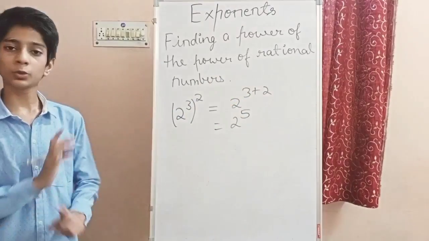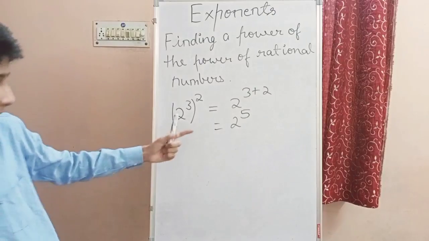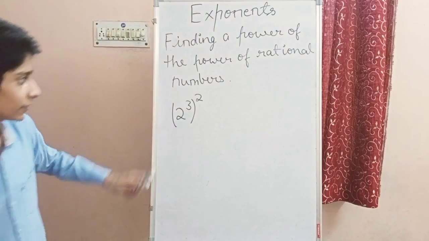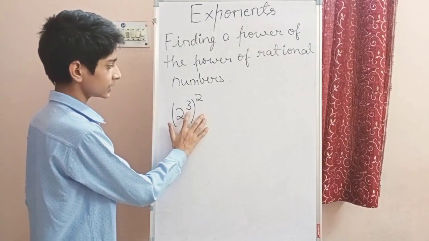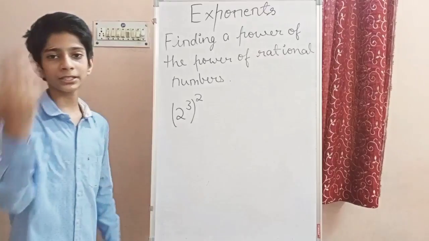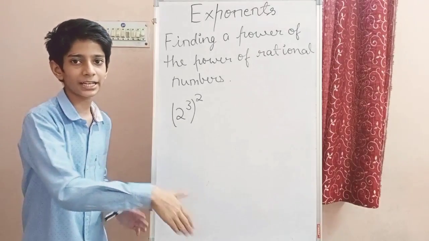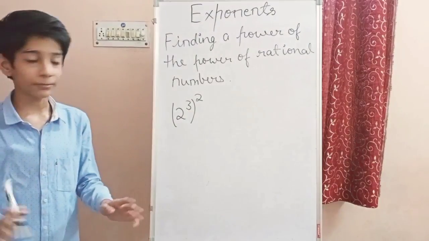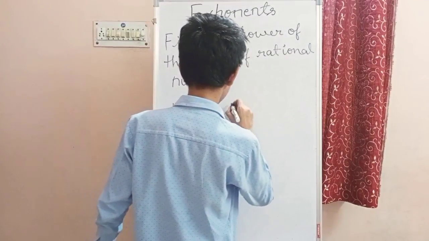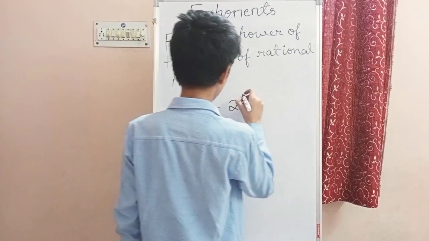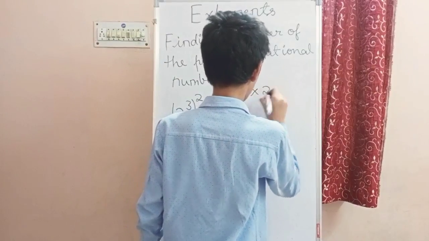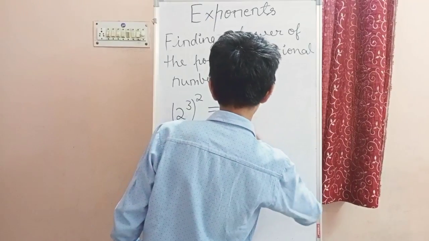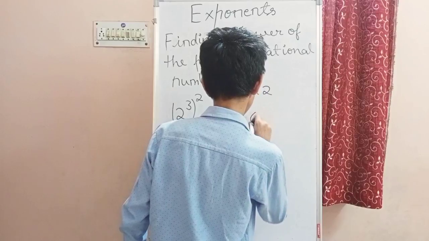No, we will not do like this. Here in this law, we will do like this. One number is written inside the bracket and one number is written outside the bracket. So we will never add them. We will always multiply them. So it will become 2 raised to the power 3 into 2, so it becomes 2 raised to the power 6. Okay, this is what the second law says.